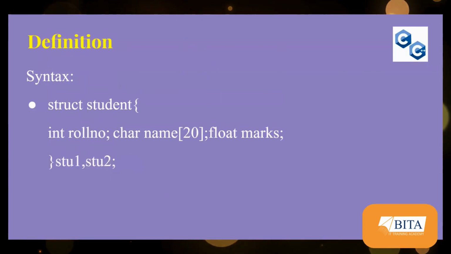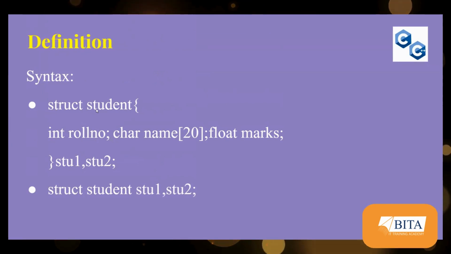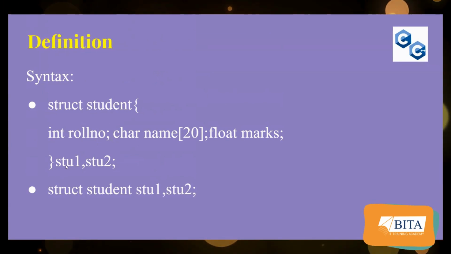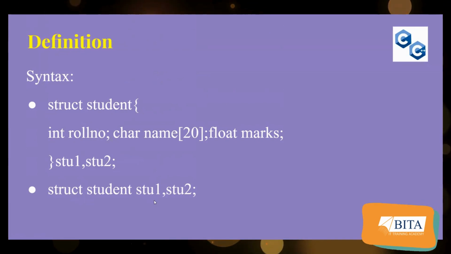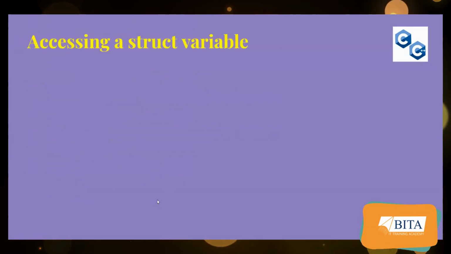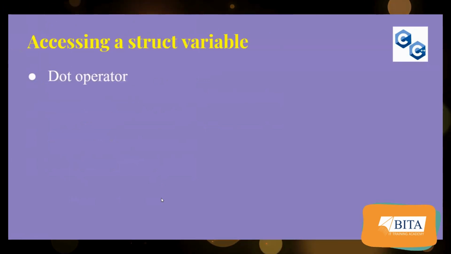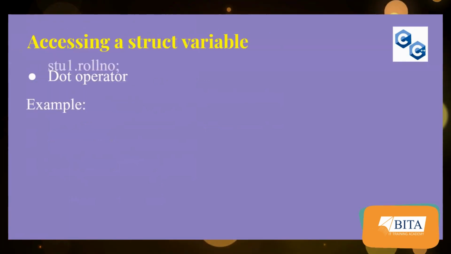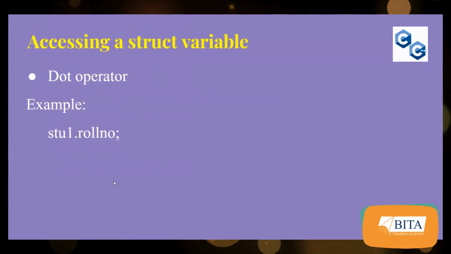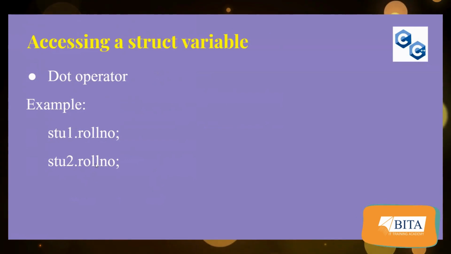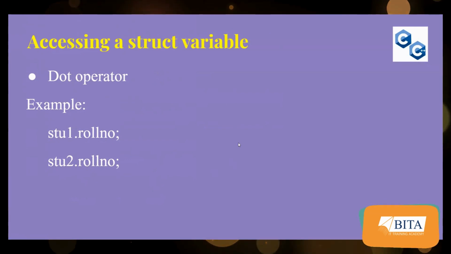There are two different ways to declare a structure variable. One, during the declaration of the structure itself, we can declare the variables. The other one is done inside the main function. So how will you access a struct variable? This is done using the dot operator. For example, the roll number for the first student becomes stu1 dot roll number, and the second student's roll number is accessed using stu2 dot roll number.